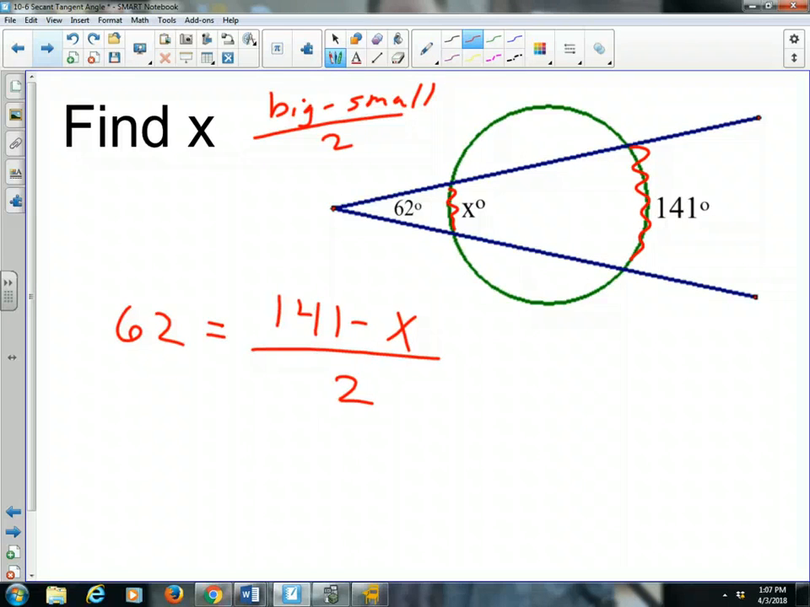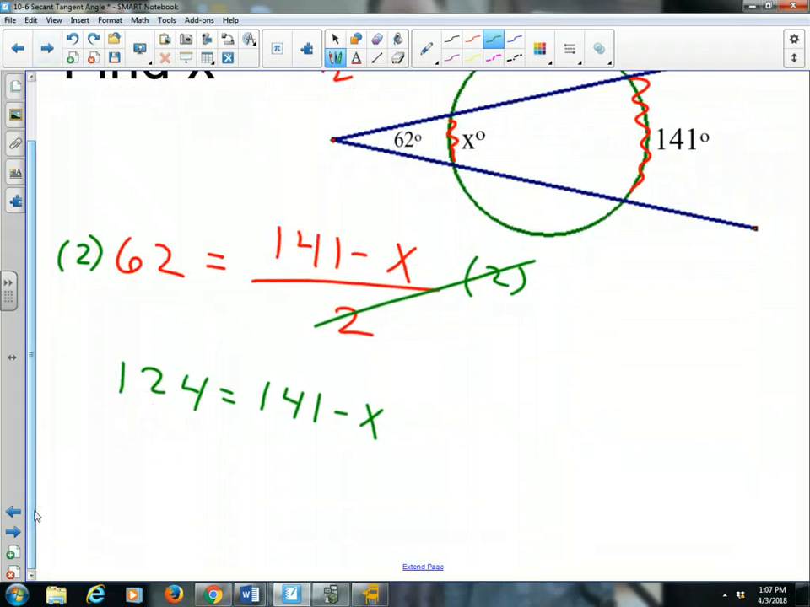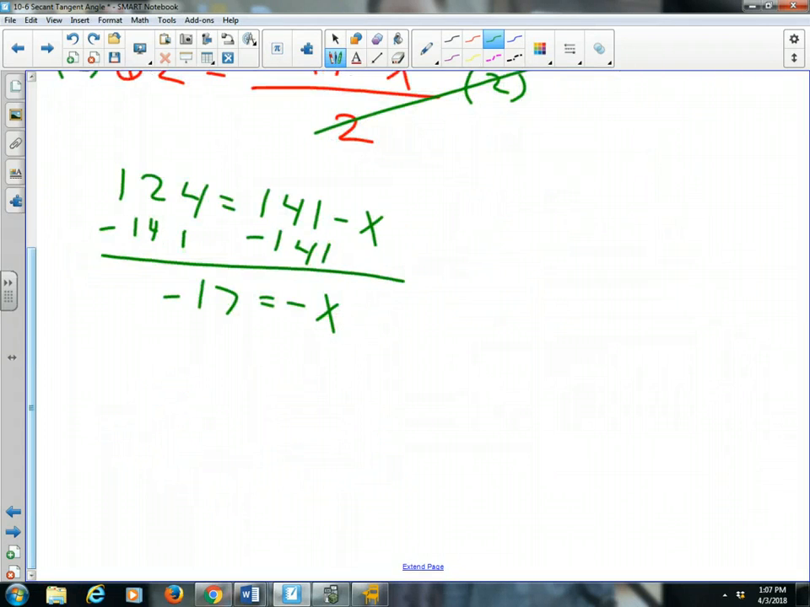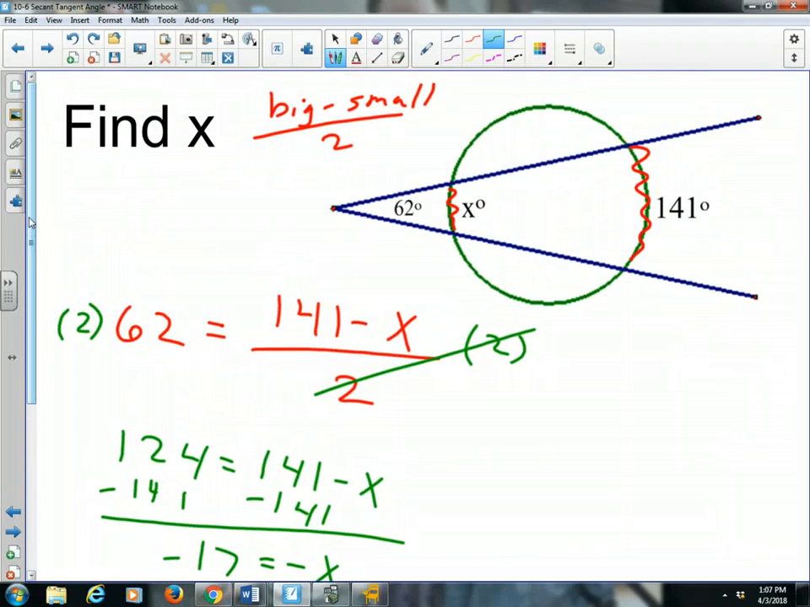So now we're just going to use algebra and we're going to solve for x, which is the measure of the small arc. Let's multiply both sides by 2. 62 times 2 is 124. So 124 equals 141 minus x. Subtract 141 from both sides, and we get a negative 17 equals a negative x. So divide both sides by a negative 1, and x equals 17. That small arc is 17 degrees. X is 17 degrees.